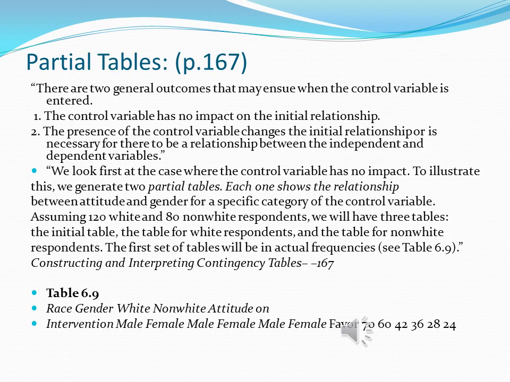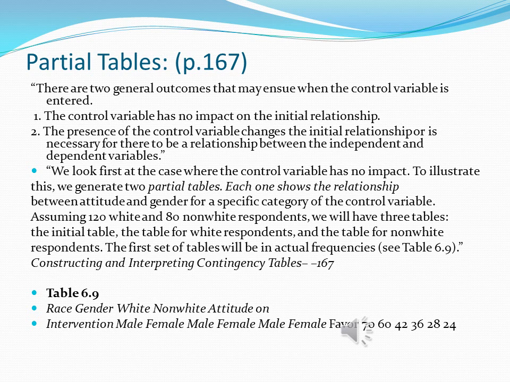Partial tables, page 167. There are two general outcomes that may ensue when the control variable is entered. One, the control variable has no impact on the initial relationship. Two, the presence of the control variable changes the initial relationship or is necessary for there to be a relationship between the independent and dependent variables. Again, these are quoted from your textbook. Look at page 167 for these.